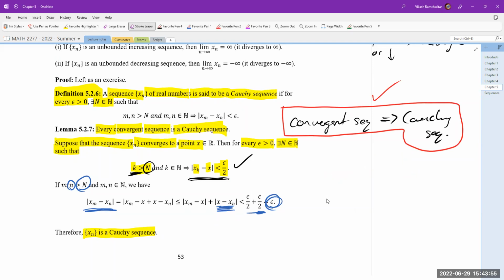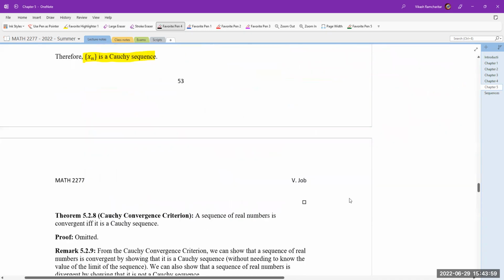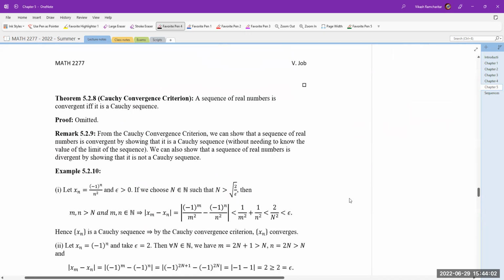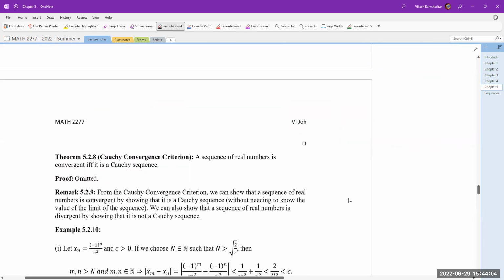So it's a big part of analysis to figure out when the converse holds. When does a Cauchy sequence converge? And this next theorem basically says that if you're working in R, if your set is all of the real numbers, then Cauchy sequences always converge. So this is called Cauchy's convergence criterion.